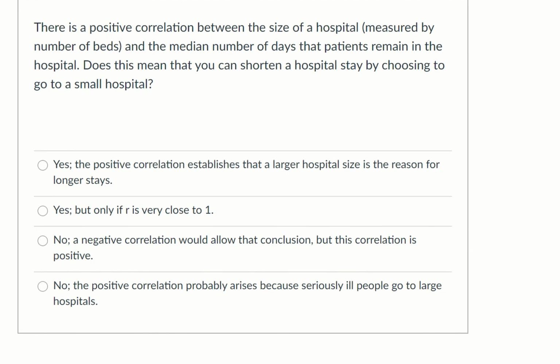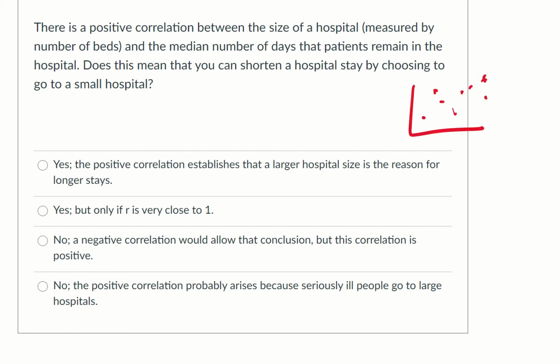All right, next question. There is a positive correlation between the size of a hospital, measured by the number of beds, and the median number of days that patients remain in the hospital. So there's a positive relationship, meaning it seems that the greater the size of the hospital, the greater the number of days that patients remain in that hospital. They found some kind of relationship between those two.